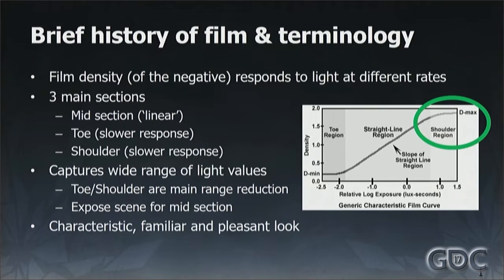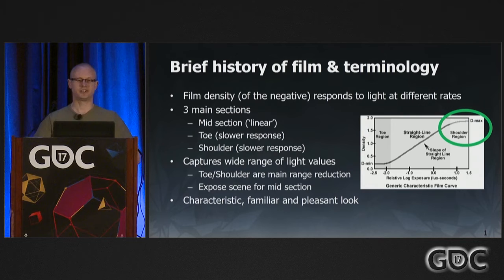We'll start with film, as many things do. So, particularly film stock and how it responds to light. It has three main parts here, and the middle section, which is where most of your data will be, what you expose for, this is characteristically the straight line region. This is what it's called. And this responds quickly to light. But there are two other parts.